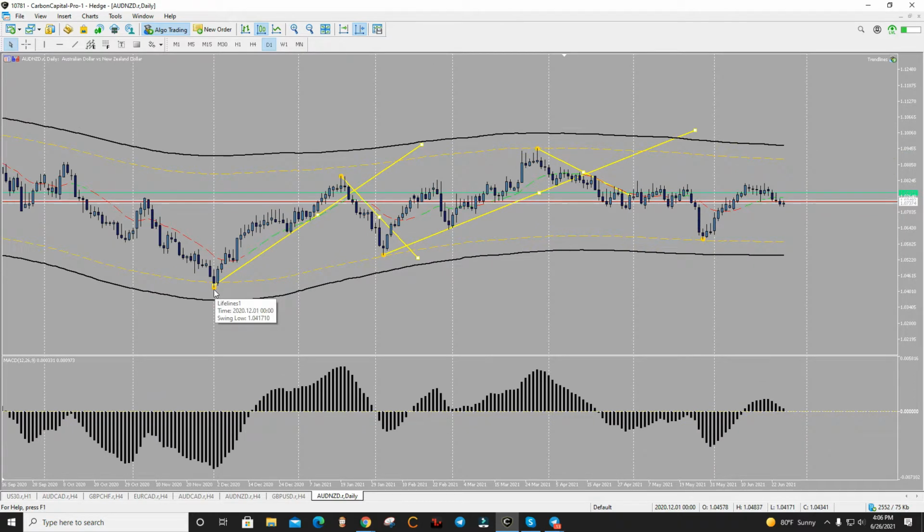We have to wait for structure to form, okay? So we got a swing low dot right here, right? And we're looking at the dot. Now price came back and retested the trend here. Came back up, retested again. So now we got structure. We're on the daily chart. So now we see we got structure.